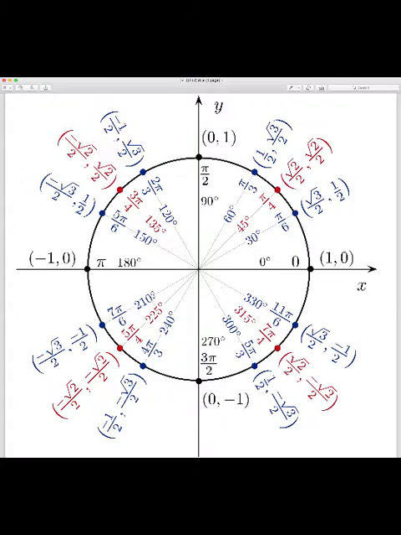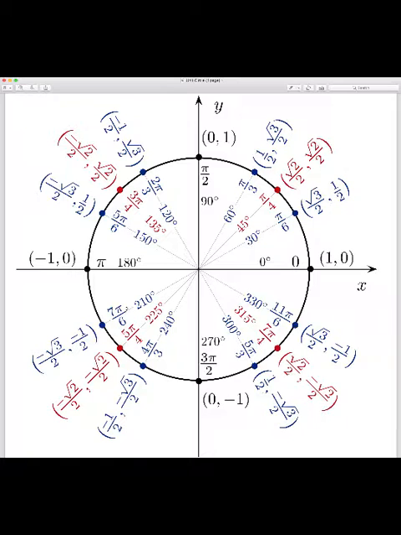And what about at 210 degrees? Cosine is the x coordinate, which would be the negative square root of 3 over 2, and sine of 210 would be the y coordinate, which is negative 1/2. Okay, so that's just a quick unit circle lesson.